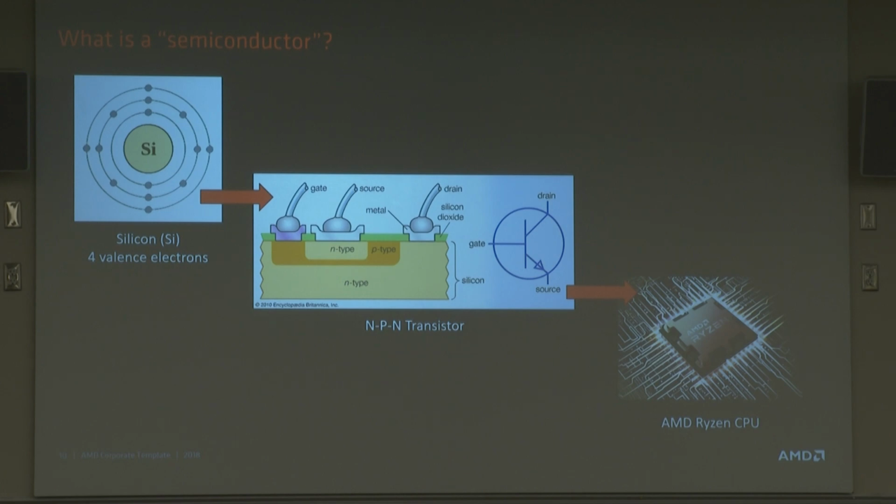Essentially, that's basically just a device that is kind of like a resistor, but based on a supply voltage, you can change how resistive it is. So if you want, you can make it a short. If you want, you can make it an open. You can basically change how resistive it's going to be to current flowing through it. And that's the building block for the AMD Ryzen CPU. That's the building block for any chip that you see today. So that's why you usually see the word chip referred to as a semiconductor.